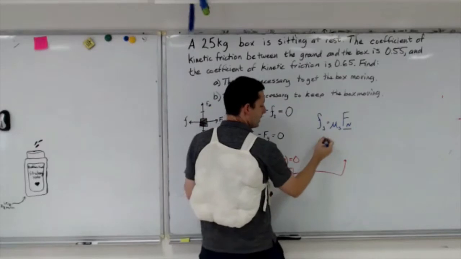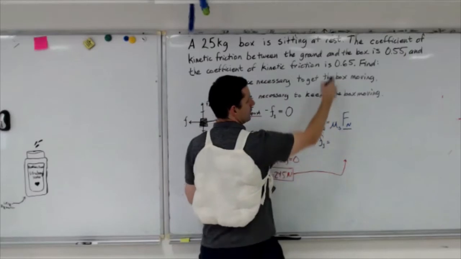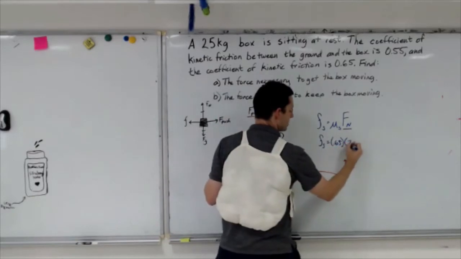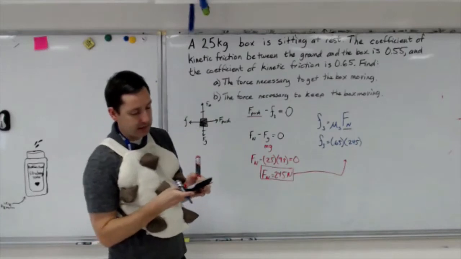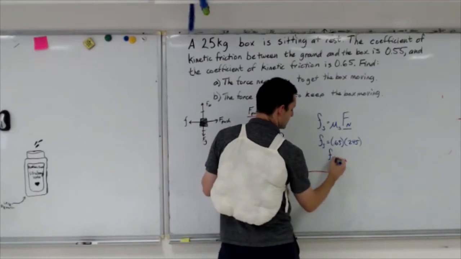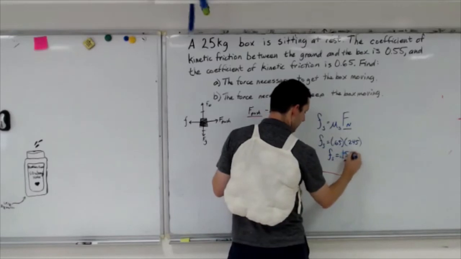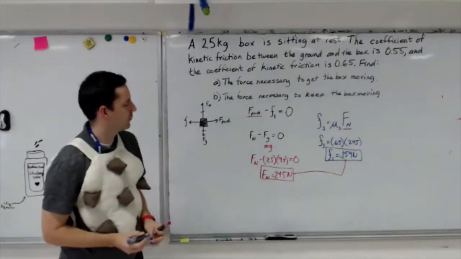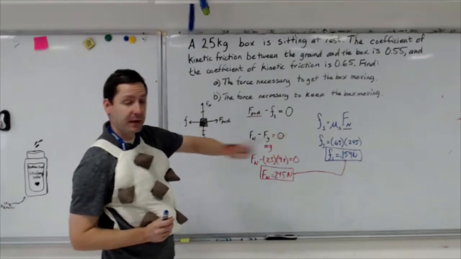So I'm going to be finding the static force of friction, which is equal to the coefficient of static friction, which is 0.65, times the normal force, which was 245. And when I multiply 245 times 0.65, I get 159.25, which is enough to say the static force of friction is 159 newtons. Three digits is enough.